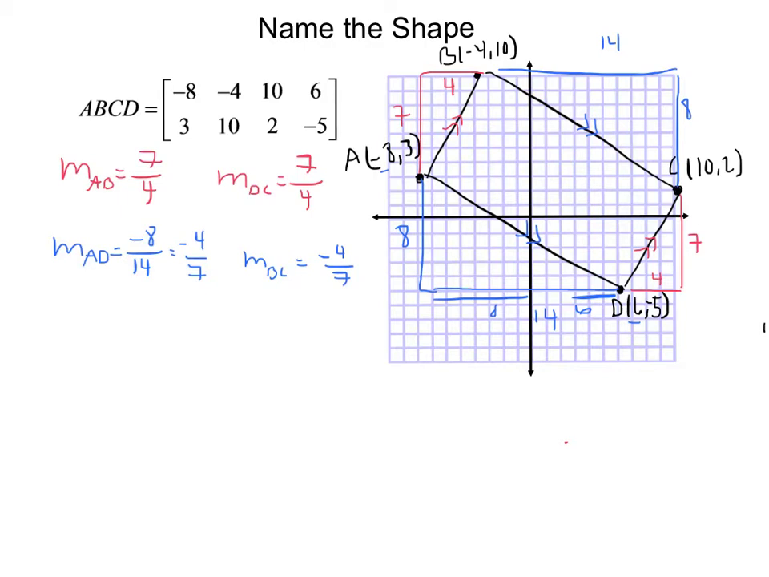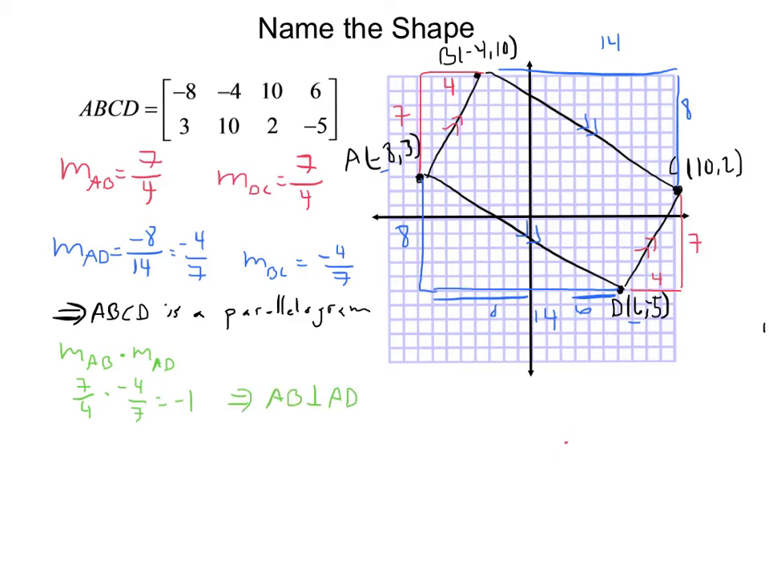But wait, there's more. Those slopes had an interesting relationship with each other when I reduced them. So that's telling me something about the angles involved, and I need to state that if I want to draw my next conclusion. They are opposite reciprocal slopes. Their product is -1, therefore they are perpendicular to each other. And I'll draw in that 90-degree angle that I tested for.